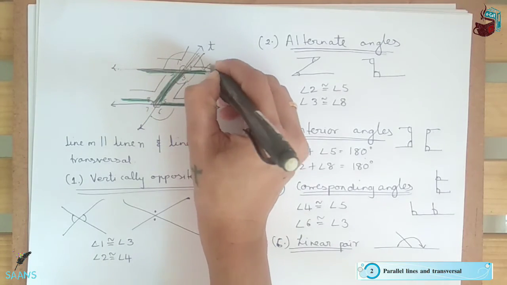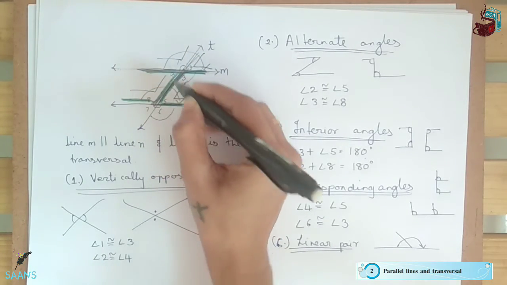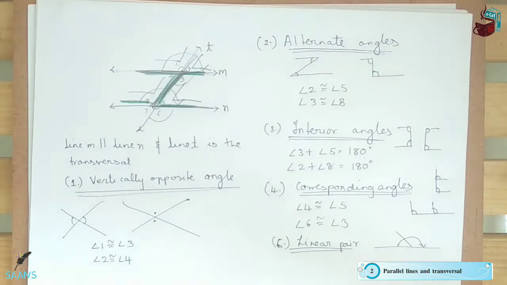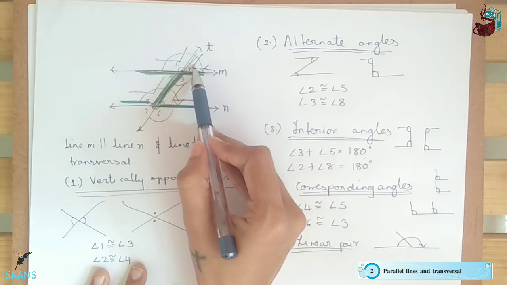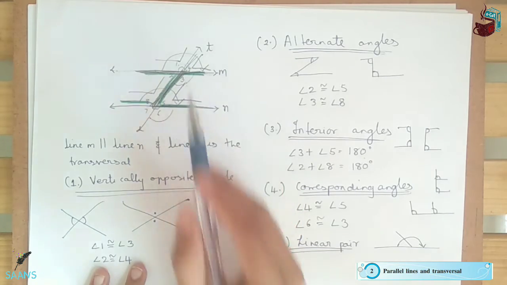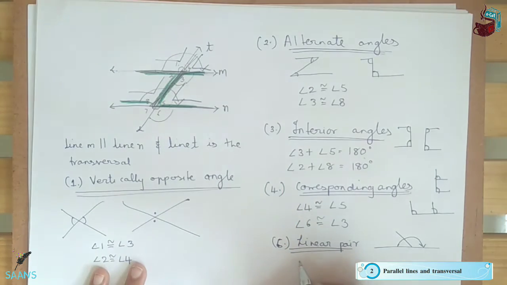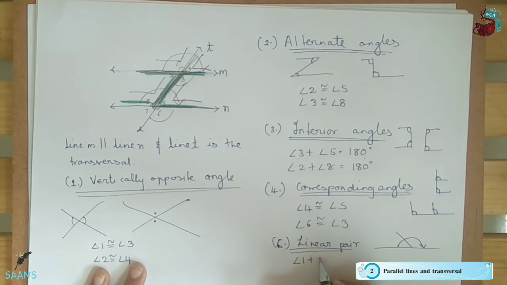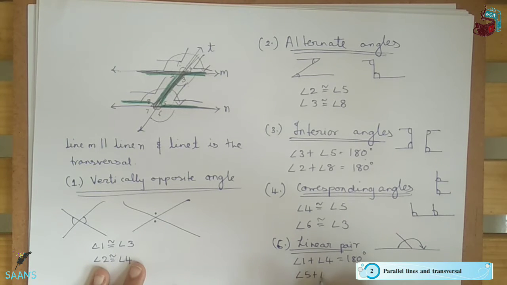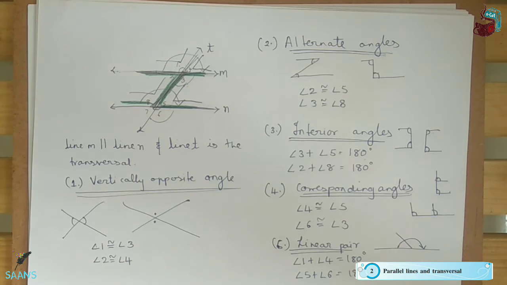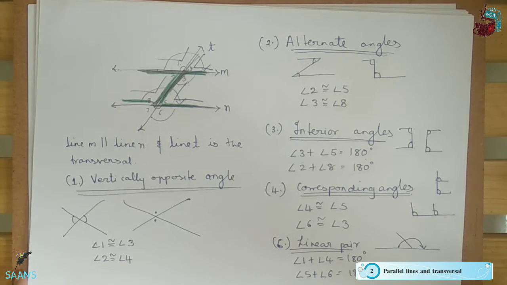We have 1, we have 2, then you can have like this, then like this. There are many. So linear pair is like this. So there are 1, 2, 3, so many are there. I'll just name 2, 3 for you. Angle 1 plus angle 4 is equal to 180 degrees. So linear pair is also supplementary. Then I can tell angle 5 plus angle 6 is equal to 180 degrees. So that is also linear pair is supplementary.